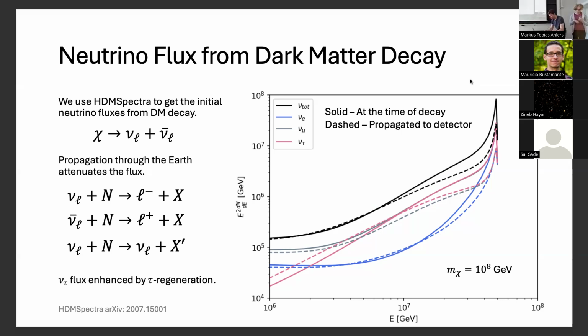Then as we propagate, because we have ultra high energy neutrinos, we can actually interact with the particles inside the Earth, which means our flux is attenuated.